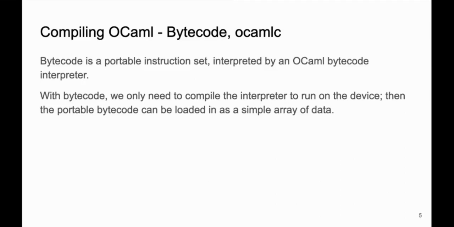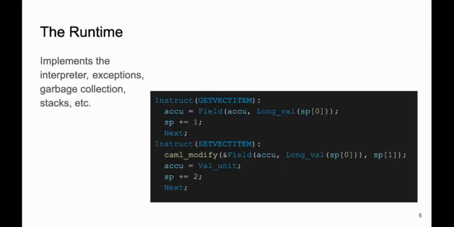Now, it might seem that we've just delayed our problem for later. I said before that the issue with native compilation is that we need to do our complicated linking. But luckily enough, the OCaml interpreter and the entire runtime in general is written in C. And C is slightly more popular for embedded development than OCaml. And so ARM provides an entire toolchain for C development. A toolchain contains tools like a compiler, linker, debugger, things that are very useful for development. And so the runtime implements the interpreter, of course, as well as exceptions, garbage collection, stacks, the runtime.